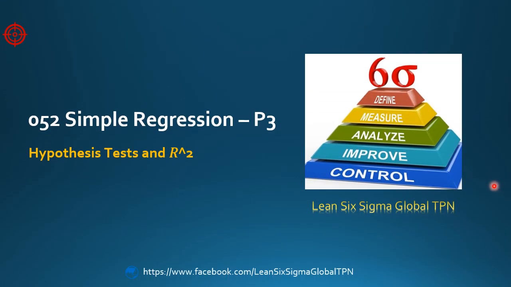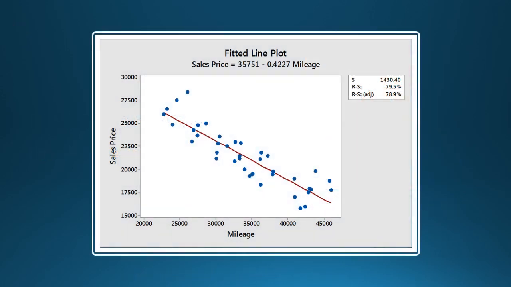Alright, so let's talk about the hypothesis test and R-squared in simple regression. In the previous lesson, we examined sales price and mileage data collected at ABC. We fit a regression line to describe the relationship between mileage and sales price, and then performed the hypothesis test to determine the line's significance. What assumptions did we make about our data, and how can we verify them?